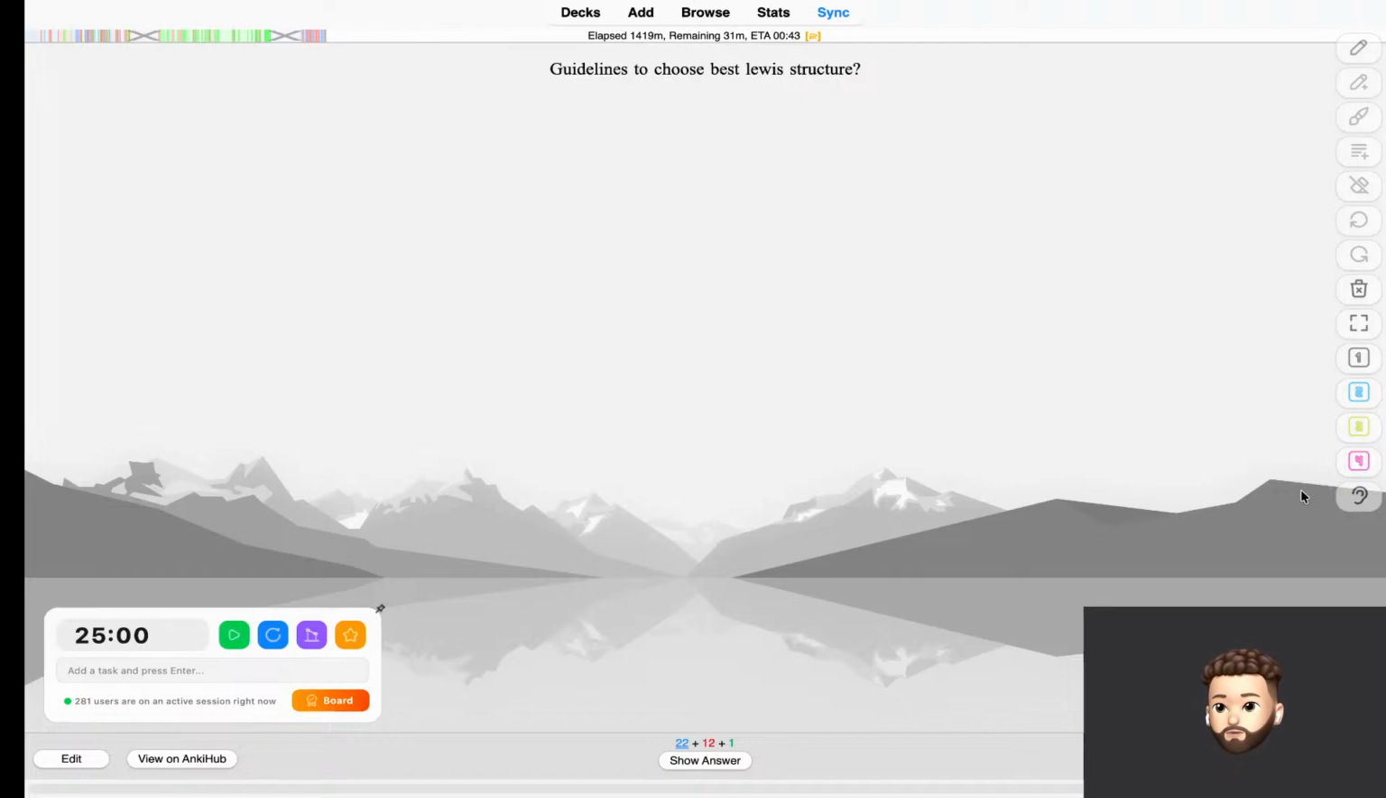Guidelines to choose the best Lewis structure. It should have the least amount of charges, and unless it's an exception, all the atoms should have a full octet.